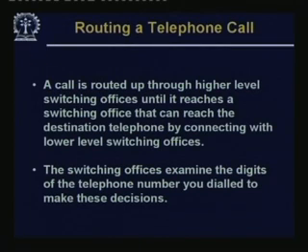A call is routed up through higher level switching offices until it reaches a switching office that can reach the destination telephone by connecting with lower level switching offices. The switching offices examine the digits of the telephone number you dialed to make these connections. So, this is really in some sense fairly simple, in the sense that the way the telephone numbers are distributed in any country, in this country or in any other country, is in quite a systematic manner.